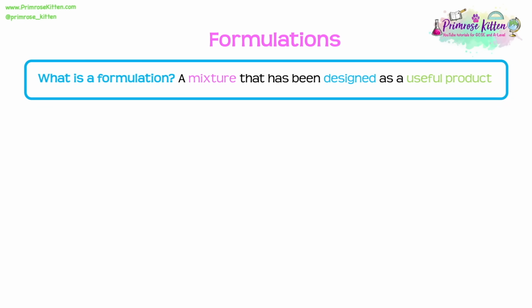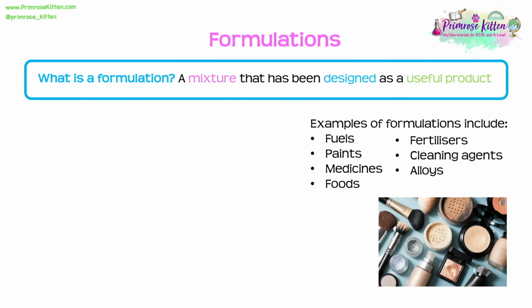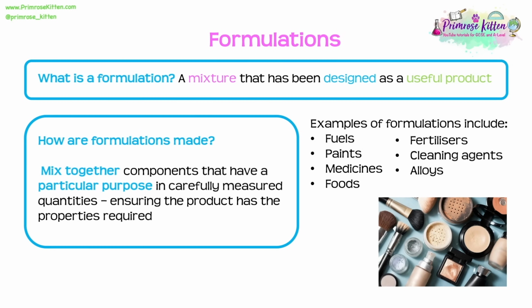Formulations are something that we actually use all the time. Formulation is a mixture that has been designed as a useful product. So examples of formulations include fuels, paints, medicines, foods, fertilisers, cleaning agents and alloys. You can see that we have so many uses for these formulations in our day-to-day lives. So we need to know, how do they get made? We need to know that to make a formulation, we need to mix together components that have a particular purpose in carefully measured quantities to ensure that the product has the properties required.